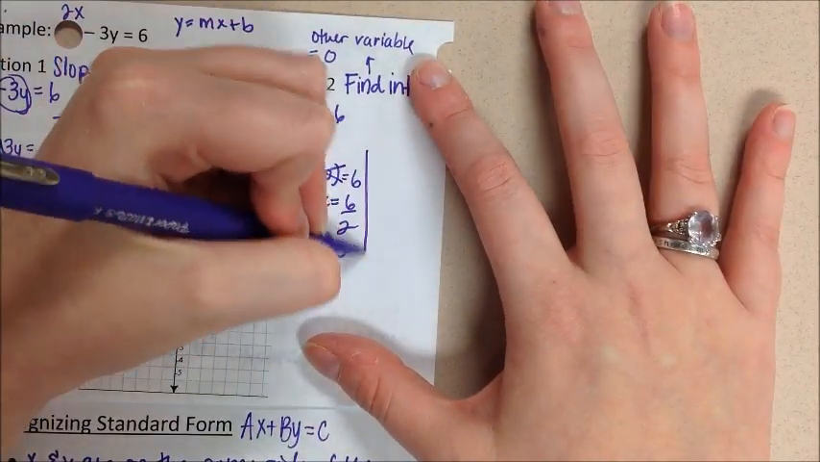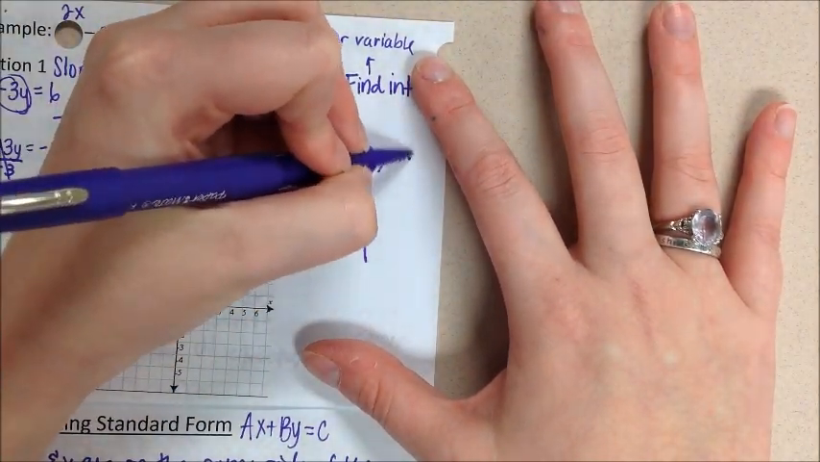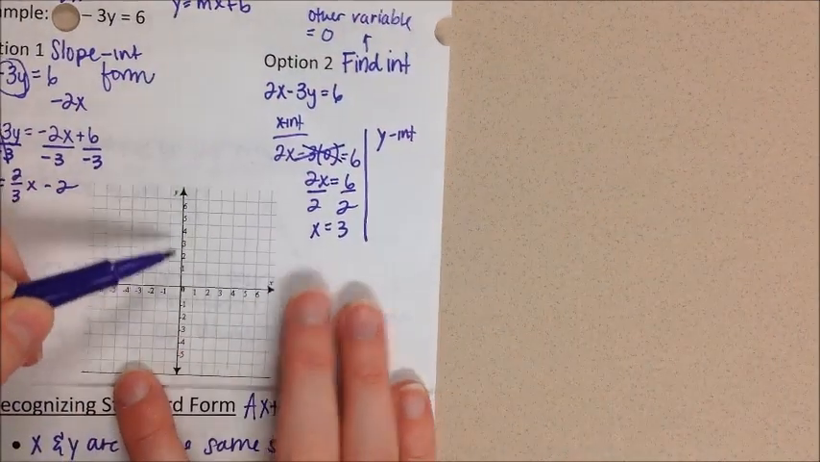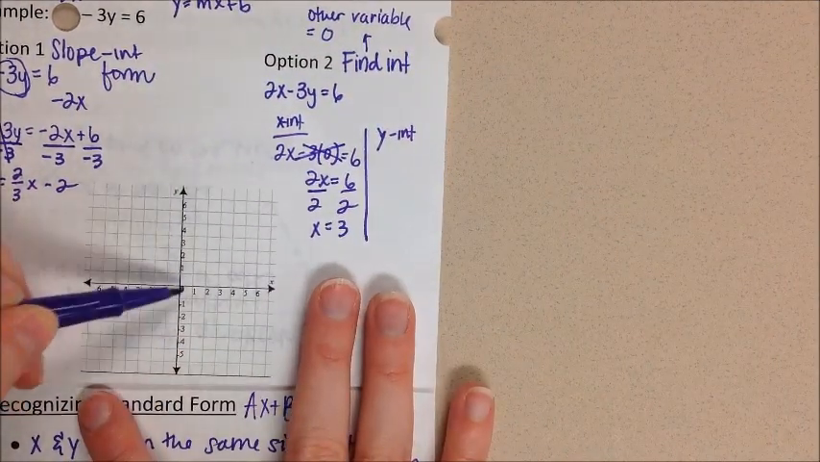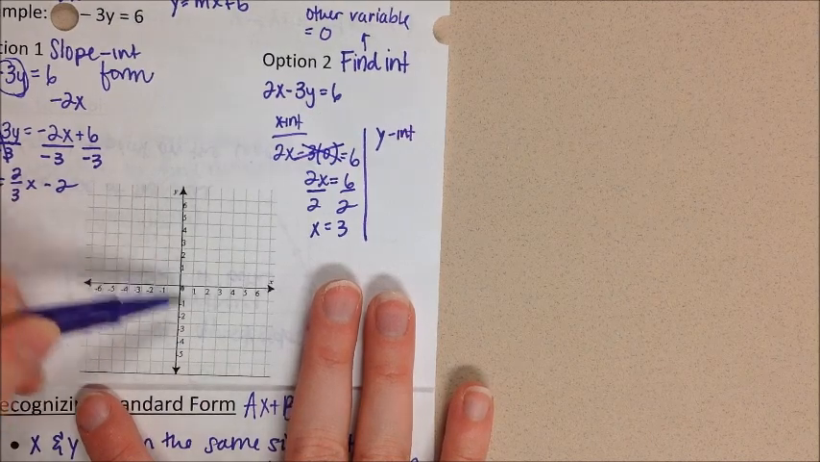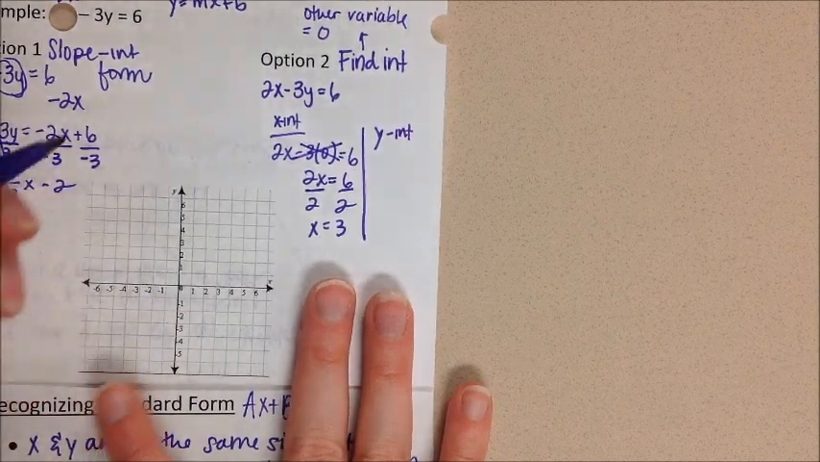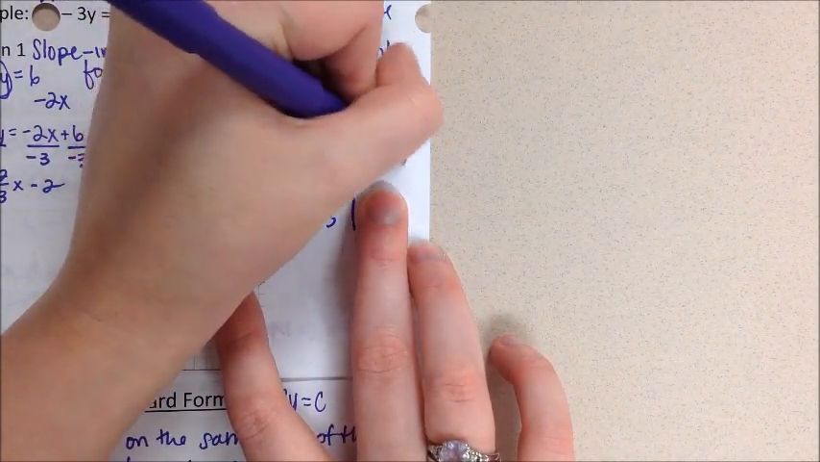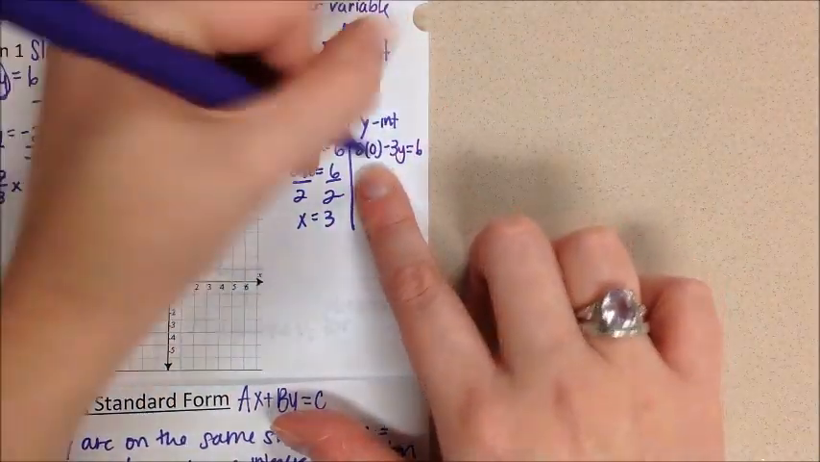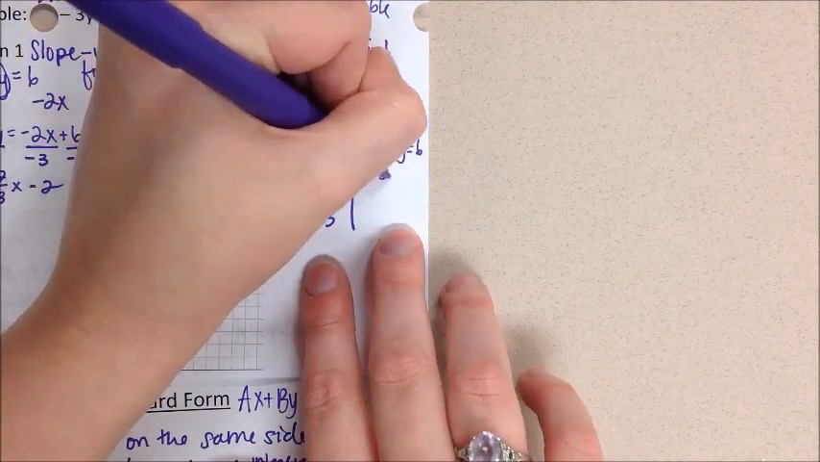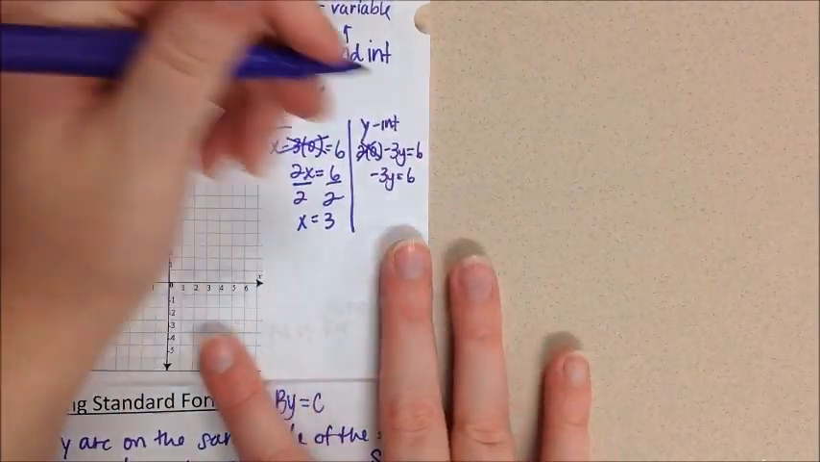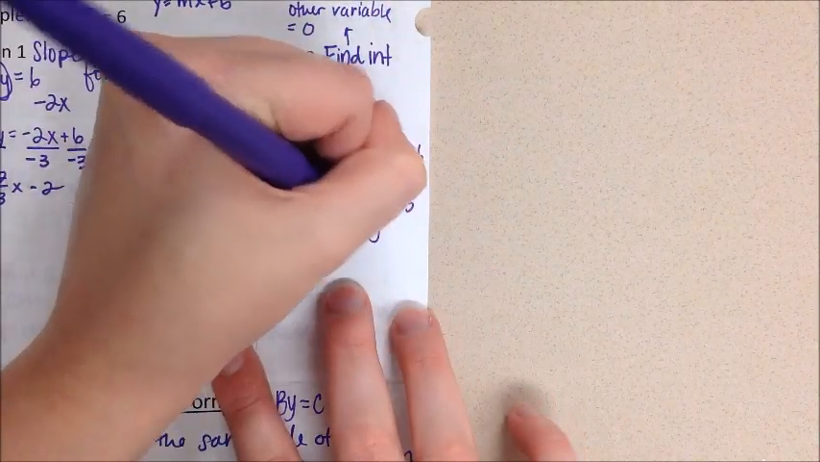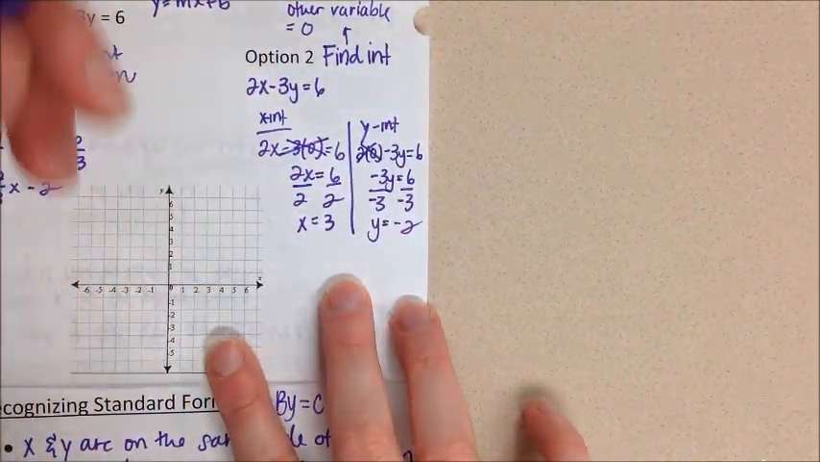Okay, and then we could find the y-intercept. So now x is going to be 0, because on my y-axis, x is equal to 0. I haven't gone left and right, I'm only moving up and down. So 2 times 0 minus 3y equals 6. That goes away, then I have negative 3y equals 6. To solve for y, I divide by negative 3, and I get negative 2.